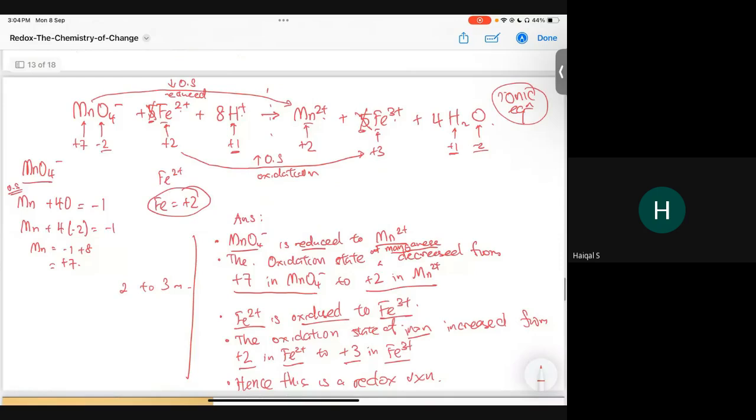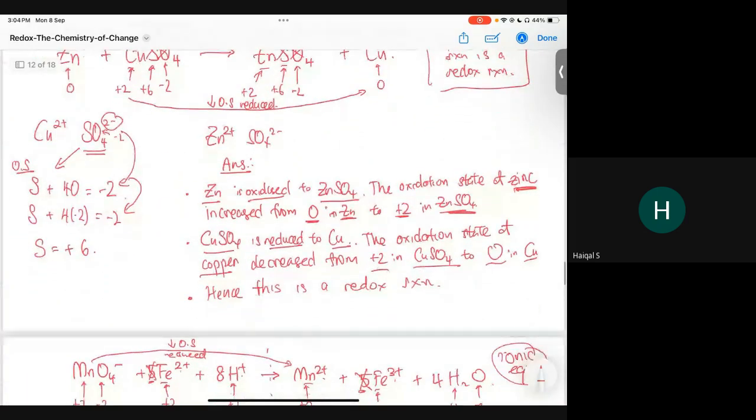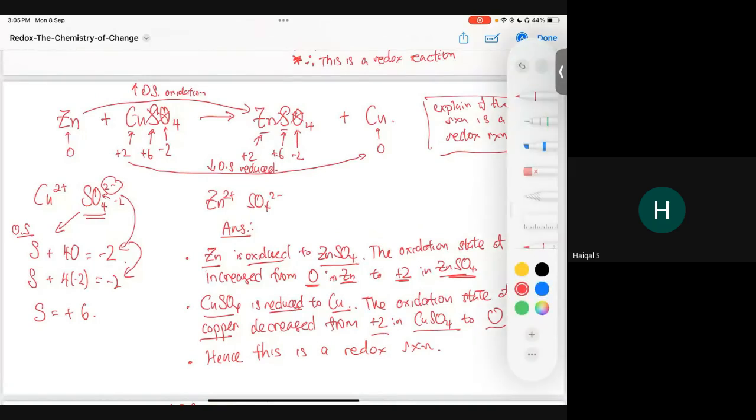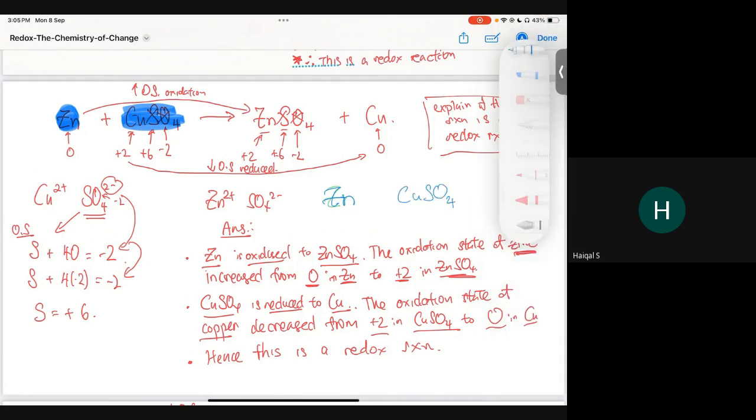Let's look at this question here. Do you realize that in this question, I have zinc and copper sulfate? Zinc and copper sulfate. There's only 2 things that are reacting. 2 things. Zinc and copper sulfate. Sorry, I'm going to use a different color. There's only these 2 things that are reacting.